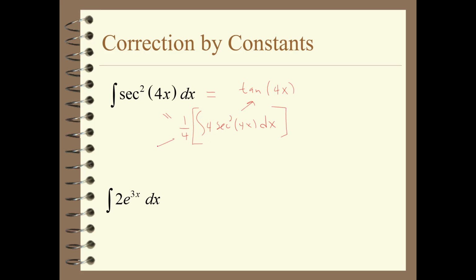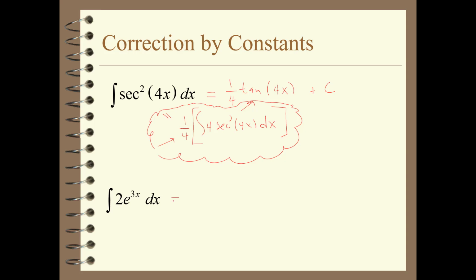I just still have this 1/4 sitting at the end. So I wind up dividing by the constant that was missing. This derivative was 4. Notice I divided by that constant, plus c. This is overall correction by constants. But very, very few people actually write this stuff down. They usually just write down the answer.